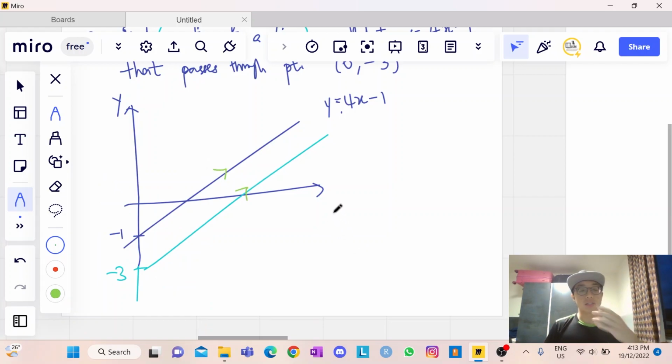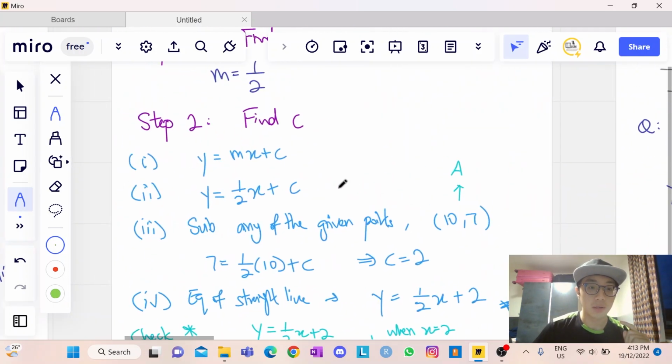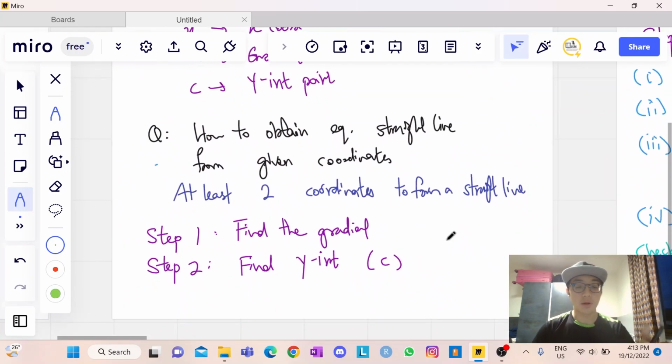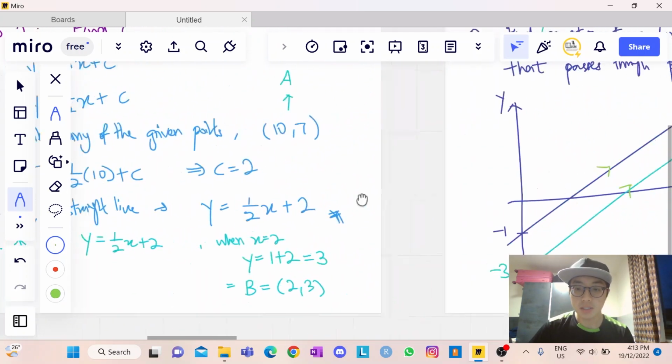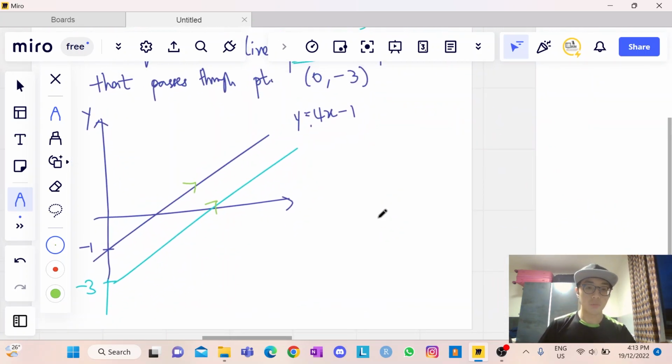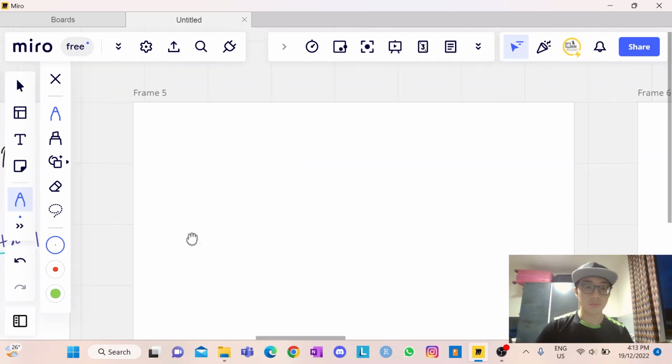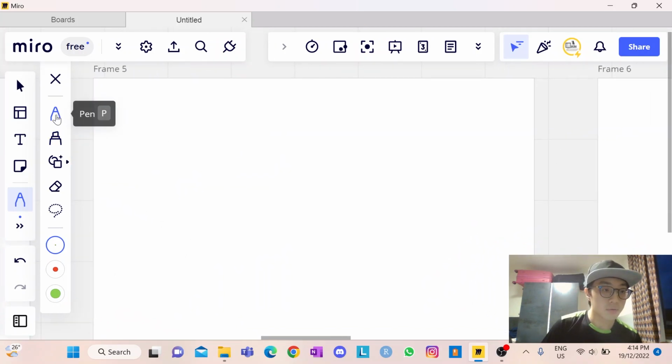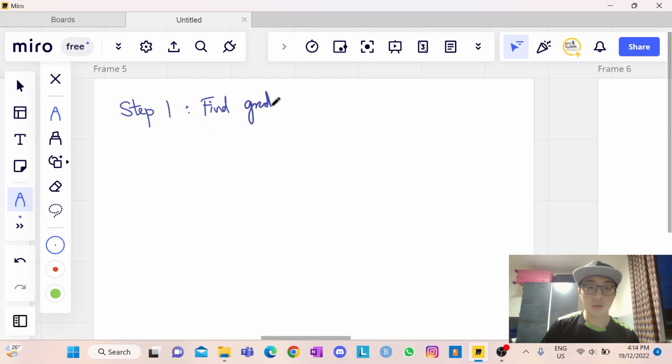So this is the symbol saying that it's parallel. So how do you look for this one? We're going to use back the same steps to look for an equation of a straight line. From the previous part, we have step number 1, find the gradient. Step number 2, find the y-intercept. You can first list down step 1, find gradient.